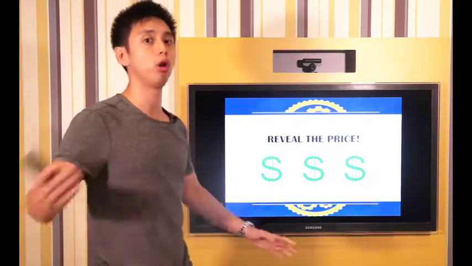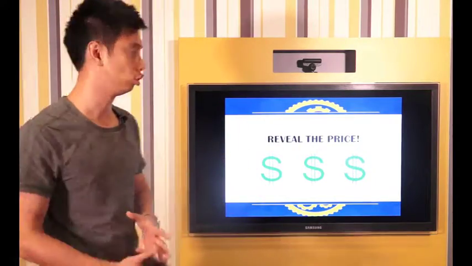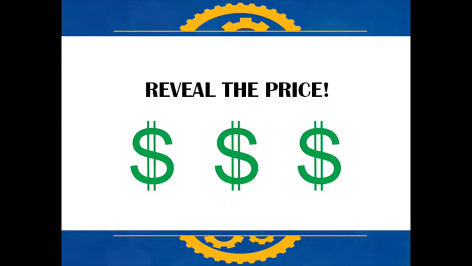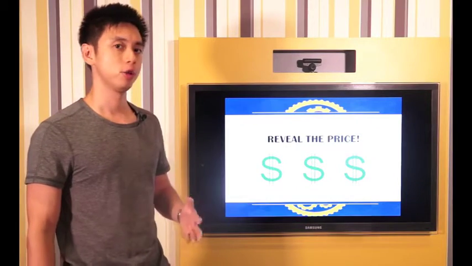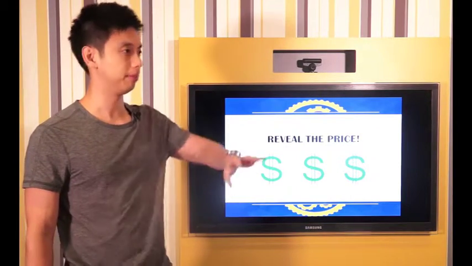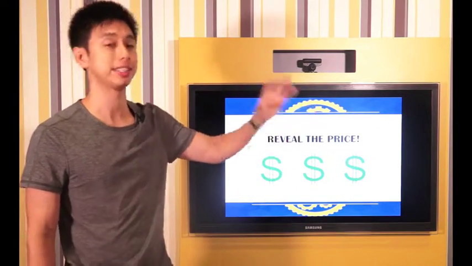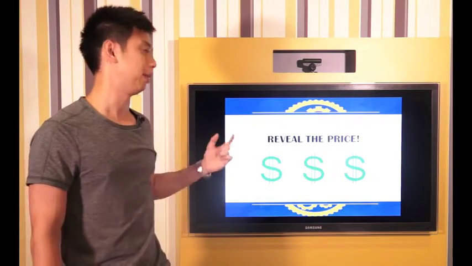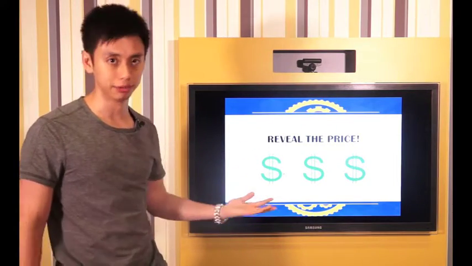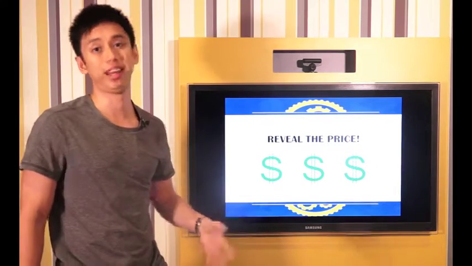Finally, once you reveal all 3 components, 5 components, or 7 components, you actually reveal the price. So you're going to reveal the price and you say that your investment for this program is not the $58,000, because that's the stack, right? You've built up the value, but only $19.97 or $497 or $97, right?